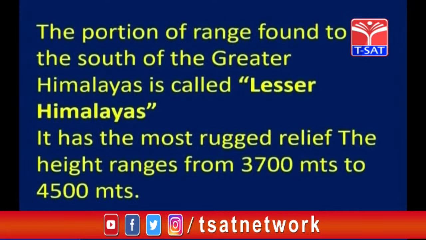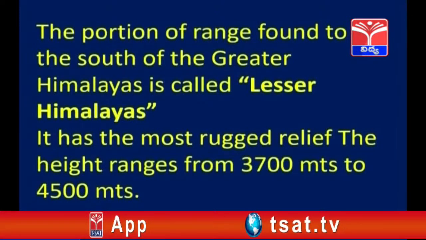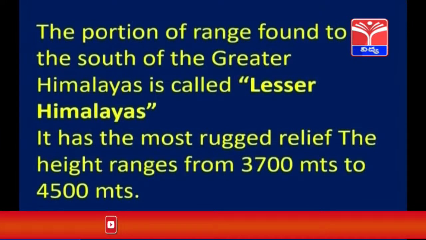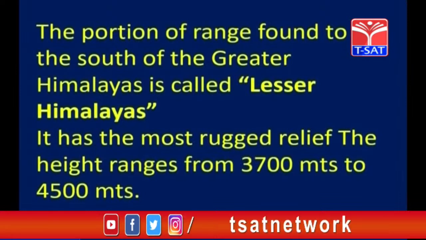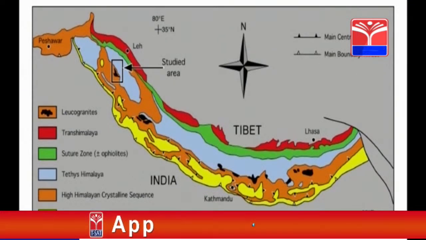The portion of a range found to the south of the Greater Himalayas, we call it the Lesser Himalayas. It has the most rugged relief and the highest ranges, from 3,700 meters to 4,500 meters in height. Here, the yellow colored one, that one we call the Lesser Himalayas.